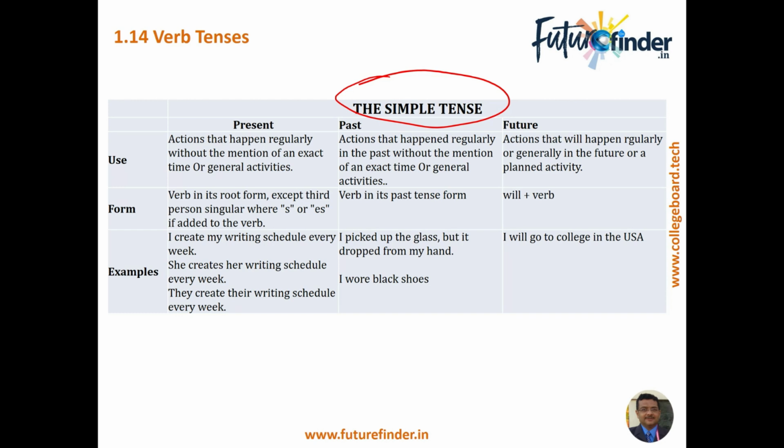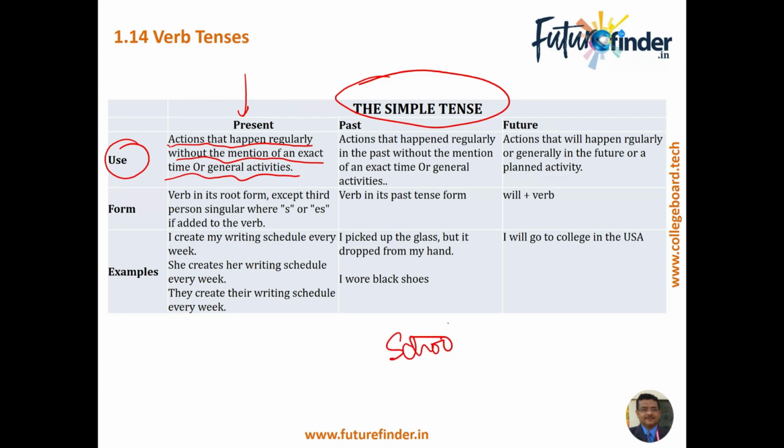Let's first focus on the simple present tense. The use of the simple present tense: actions that happen regularly without the mention of an exact time, or general activities. Activities that don't have a specific time or are habitual in nature. For example, the sun always comes out somewhere and sets somewhere, right? I'm not specifically using that in a sentence because I want you to understand how the simple present tense works. Obviously, this is just school level grammar.